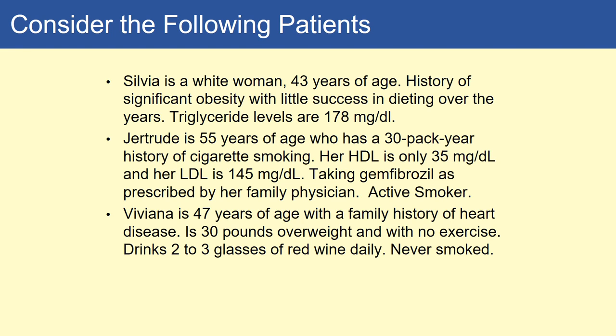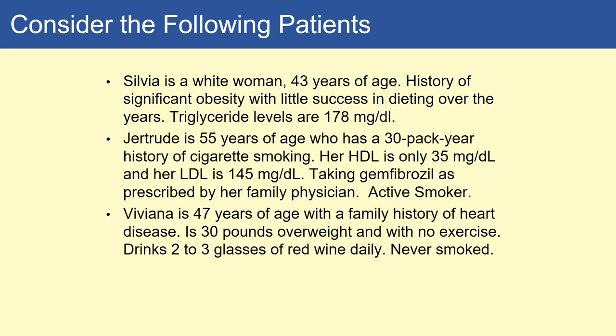Sylvia, a white woman, 43, has a history of obesity with little success in dieting over the years. Her triglyceride levels are 178 milligrams per deciliter. Gertrude is 55, who has a 30-year history of smoking 1 pack a day. Her HDL is only 35 and her LDL is 145.